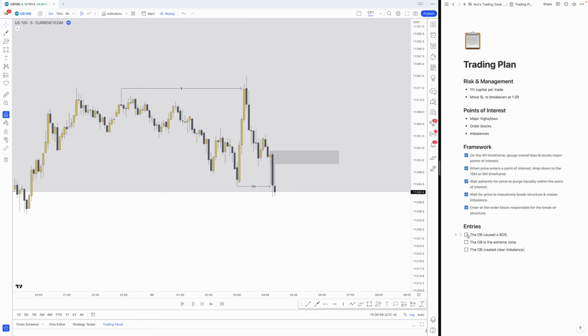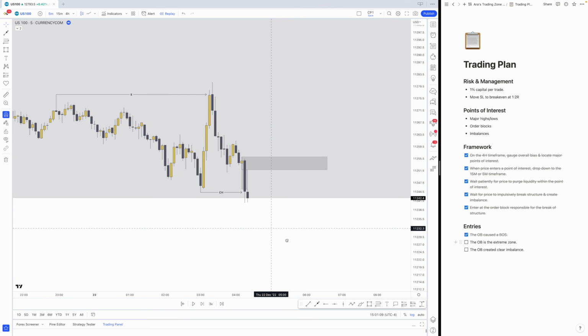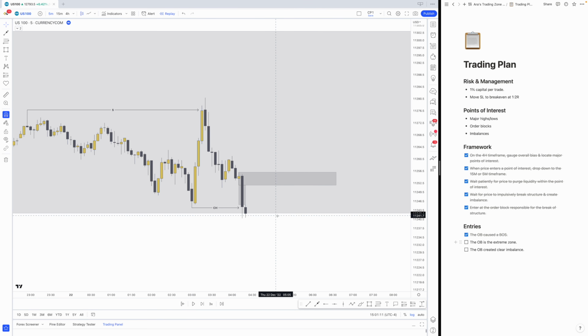Now let's go over the entry checklist before we place any trade parameters here. The order block caused a break of structure. Yes. The order block is the extreme zone. Well, let's take a look at this. So there's no other order blocks here within this bearish leg. We do, of course, have imbalance up here.